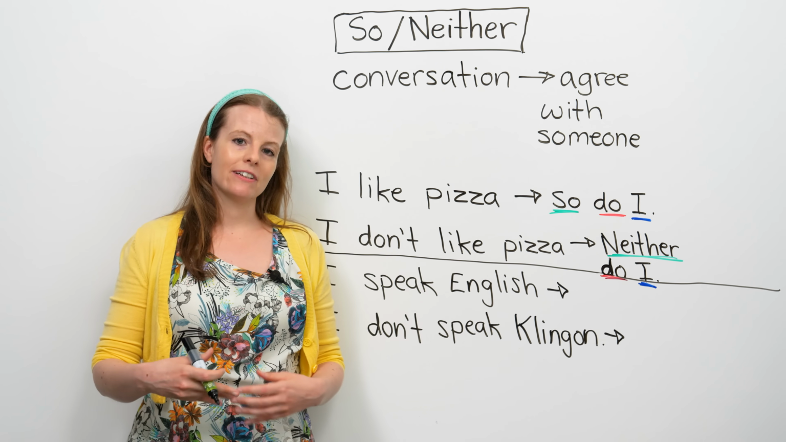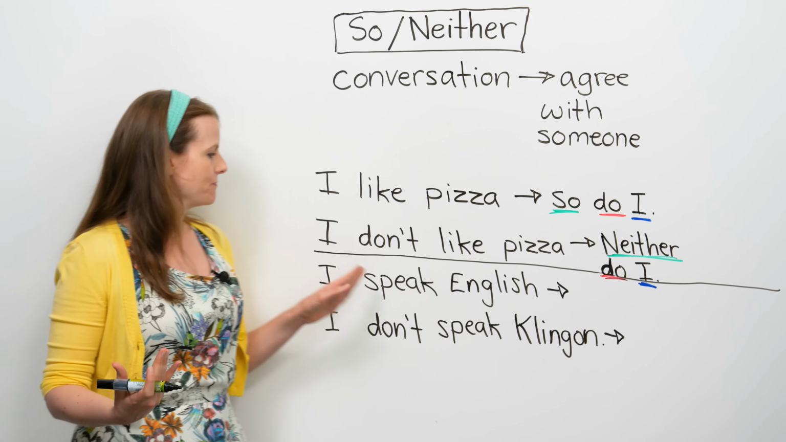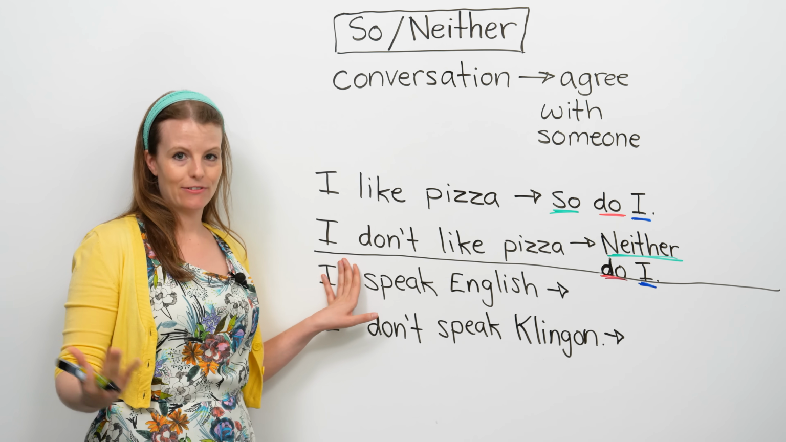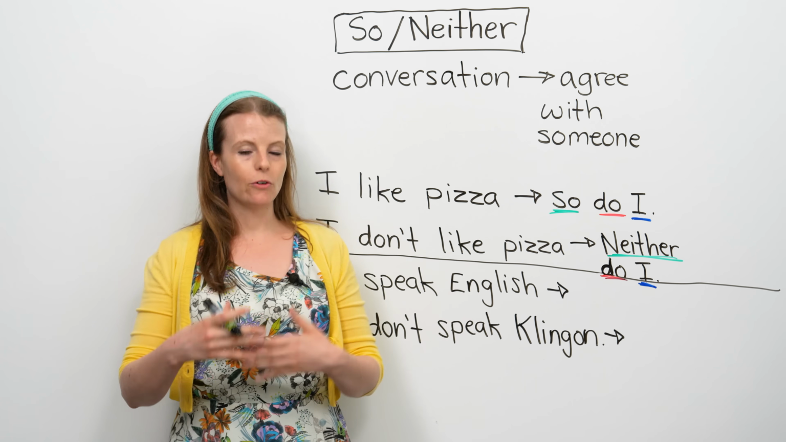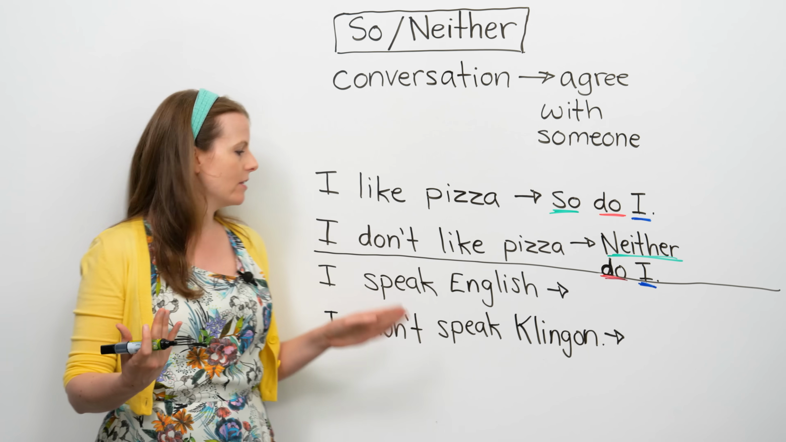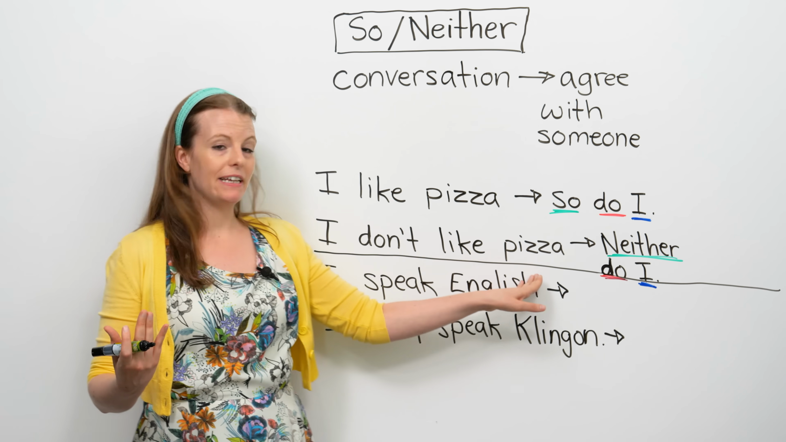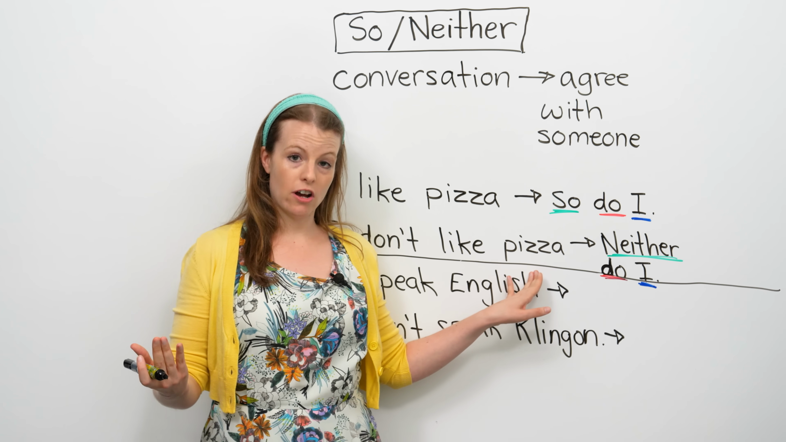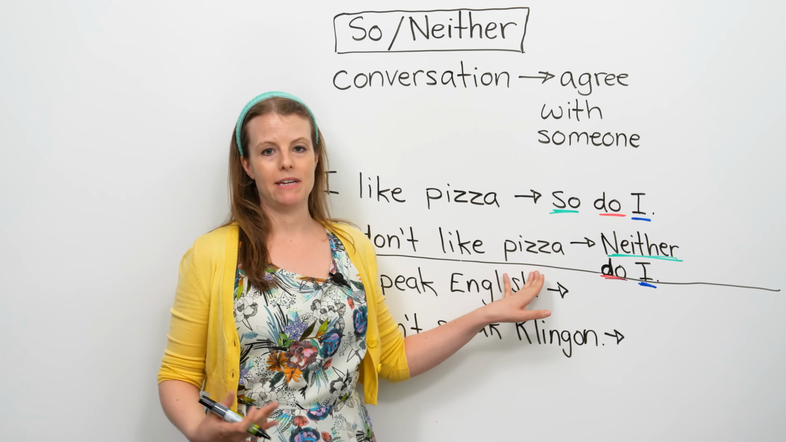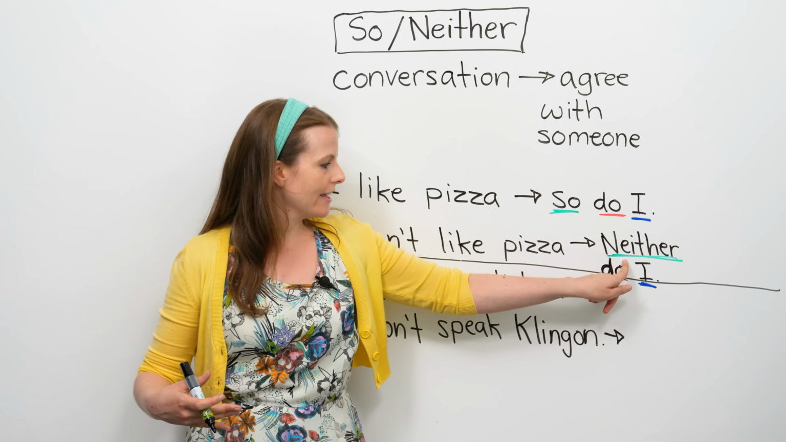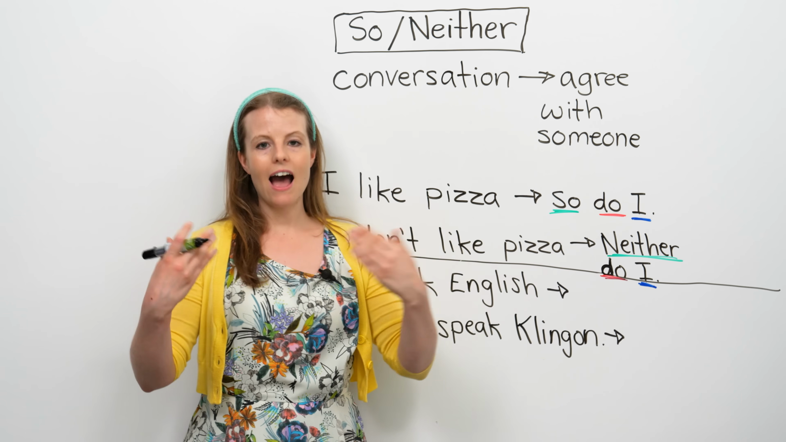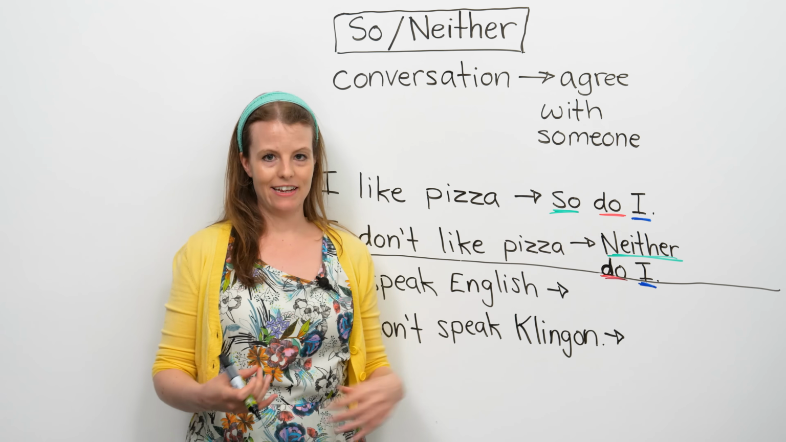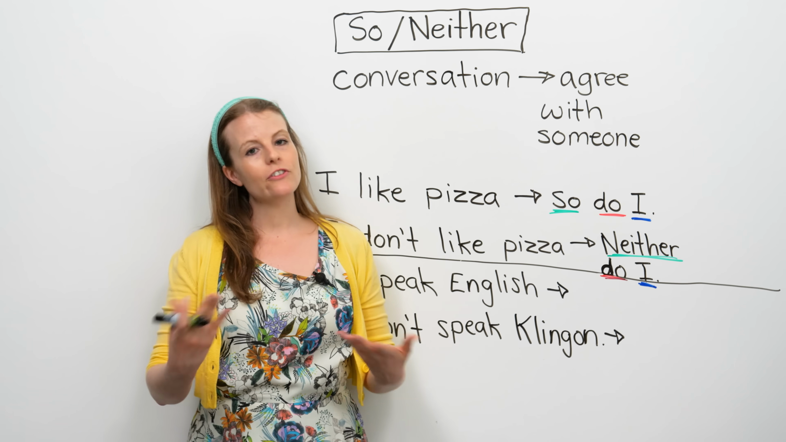Let's just talk a little bit about neither for a moment. We use neither when we're talking about something negative, so something that has the word not in it. For example, I do not like pizza. I don't like pizza. If I say something like this in a conversation, you can agree with me and you can say, neither do I. I don't like pizza. You say, neither do I, if you agree with me. So let's do some examples together.